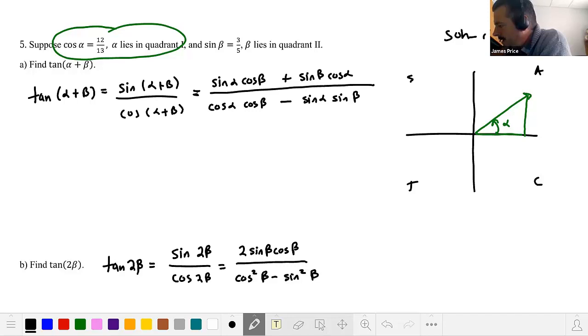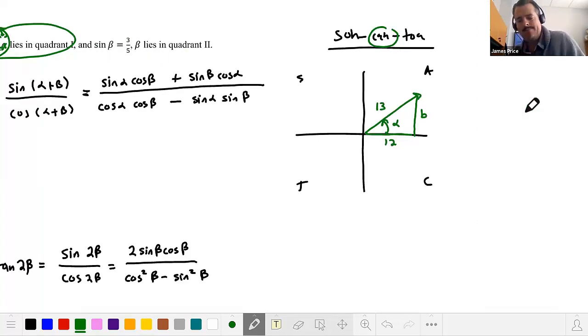SOHCAHTOA. And here I'm going to use the CA because they give me the cosine of the angle. And so 12 must be the adjacent, whereas 13 must be the hypotenuse. So here's 12, here's 13, and I don't know that side. But I can find that side with the what? The Pythagorean theorem, of course. So I'm going to just move this over and then write down the Pythagorean theorem. So I'll use the Pythagorean theorem.